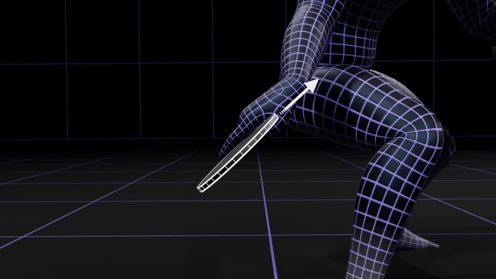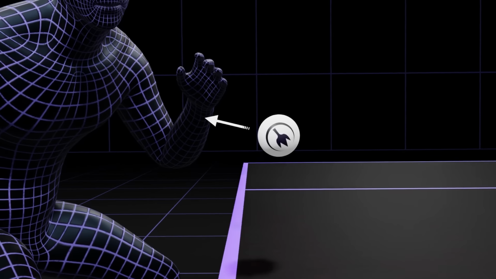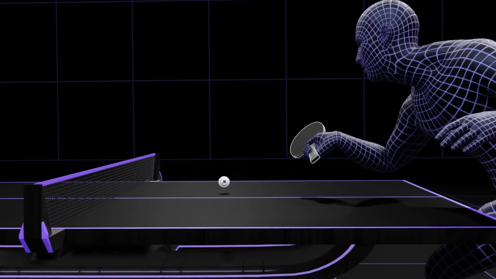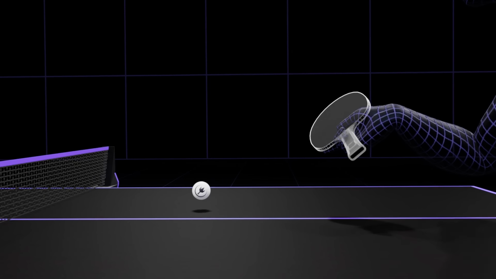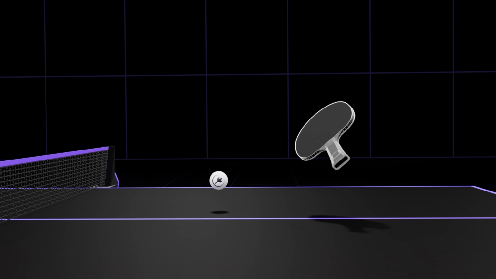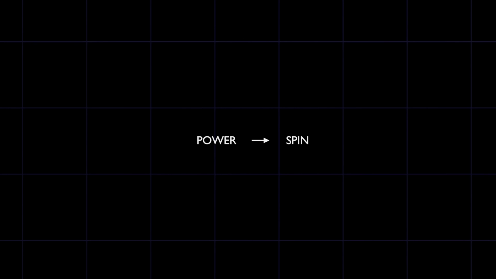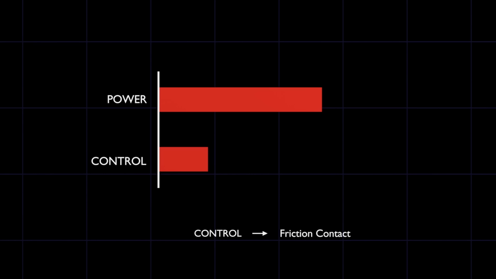This can be achieved by moving the racket faster, but also by taking advantage of the incoming movement of the ball. For example, when executing a push shot, we can use the ball's upward motion after the bounce to brush it with greater speed, thereby generating more spin. However, more speed doesn't always mean more spin. Increasing speed often comes at the cost of control, and control is essential for achieving good friction contact.